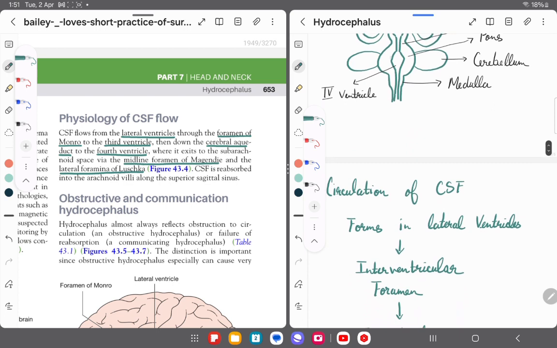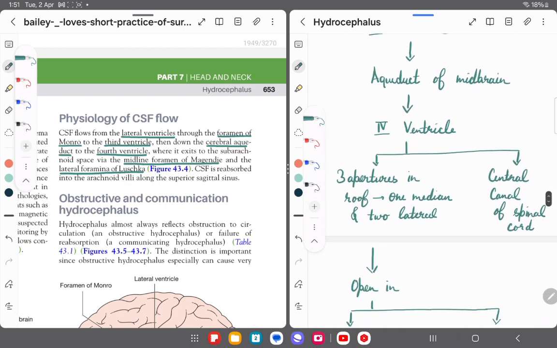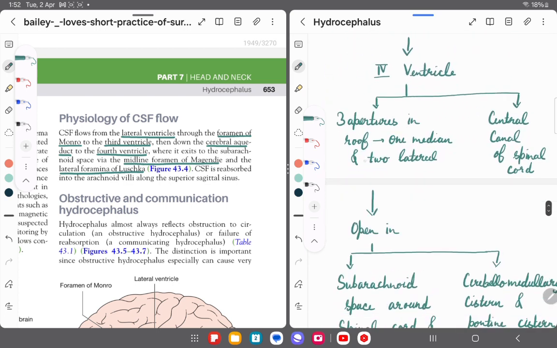So in the roof of the fourth ventricle, there are three openings, three apertures in the roof, one median and two lateral. The median one is called the foramen of Magendie and the two lateral are called the foramen of Luschka. CSF is reabsorbed into the arachnoid villi along the superior sagittal sinus.